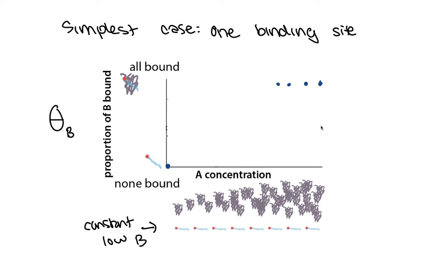So in the middle, what's going to happen is you're going to bind. As you bind, you're going to be taking away a little bit, adding competition. There's less of the partner around. And so you're going to get this hyperbolic curve. So this is what happens if we have a single binding site.